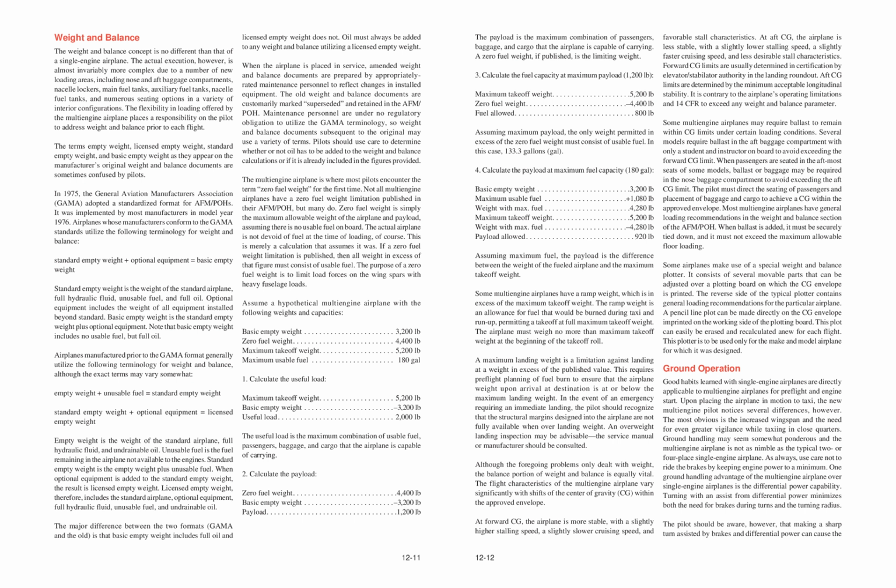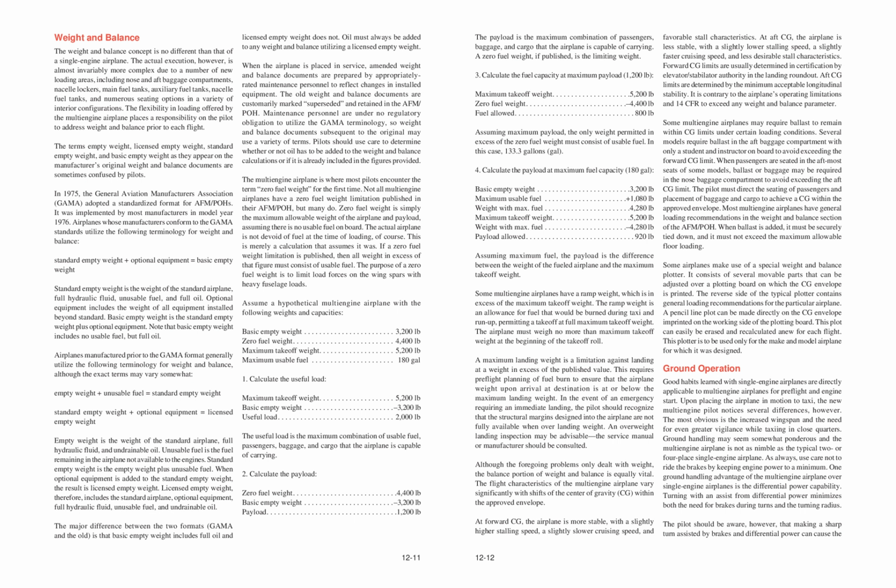2. Calculate the payload. Zero fuel weight, 4,400 pounds, minus basic empty weight, 3,200 pounds, equals payload, 1,200 pounds. The payload is the maximum combination of passengers, baggage, and cargo that the airplane is capable of carrying. A zero fuel weight, if published, is the limiting weight.